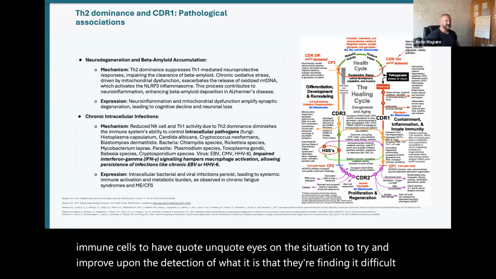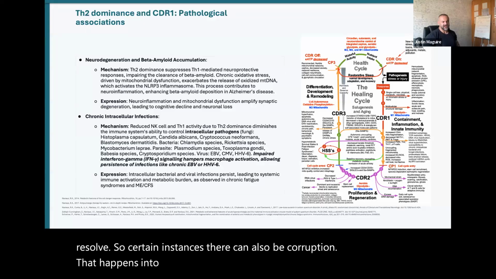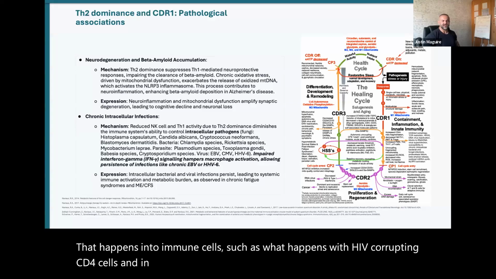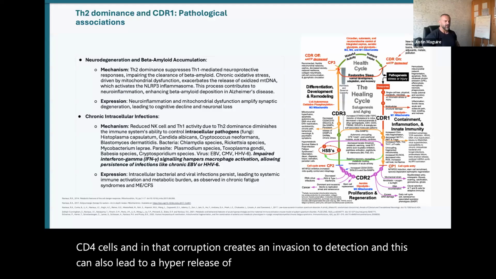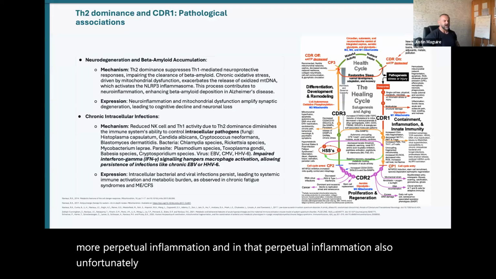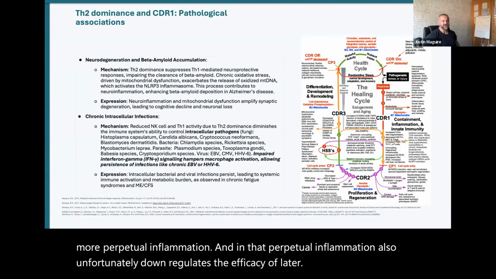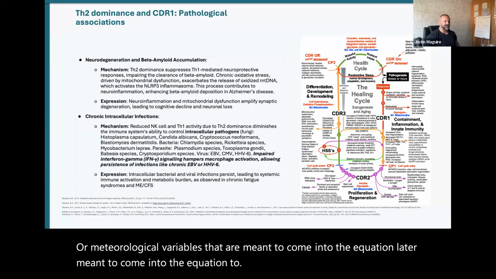In certain instances, there can also be corruption that happens to immune cells, such as what happens with HIV corrupting CD4 cells. In that corruption, an invasion to detection is created. This can also lead to a hyper release of innate immunological activity, creating more perpetual inflammation, and that perpetual inflammation unfortunately downregulates the efficacy of later immunological variables that are meant to come into the equation to resolve what the body is contending with.